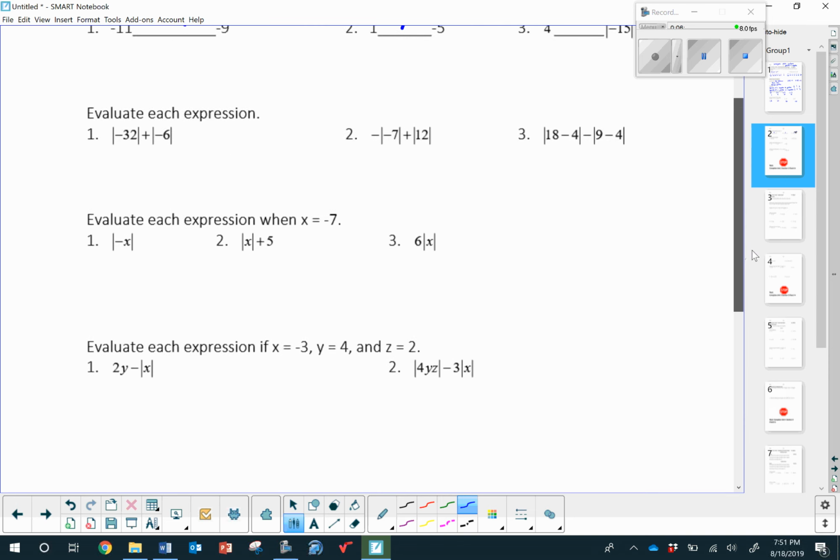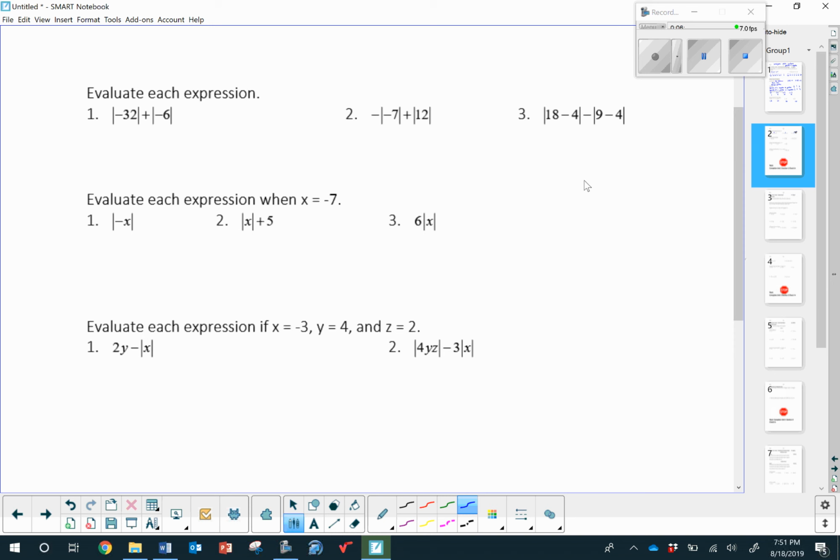All right. Our next section is going to have us evaluate these expressions and come to an answer. So we have the absolute value of -32 plus the absolute value of -6. We know that is simply 32 plus 6, giving us an answer of 38. And try to get in the habit of boxing your answers. It just helps us be able to find your answer on the page and organize your work.